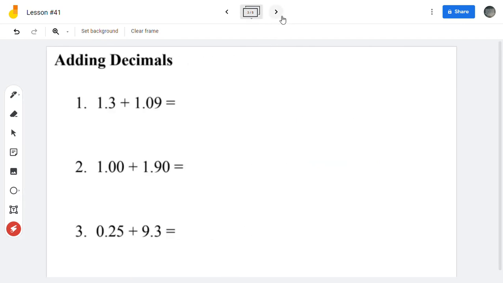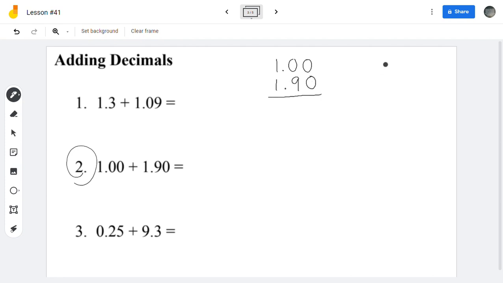Now the second section we're going to go over is how to add decimals, and we're going to be doing number 2 together. It says 1.00 plus 1.90 equals, and we're finding the sum of those two decimals. When you're adding decimals, when you're placing them vertically on top of each other, always make sure your decimals are aligned together like this.